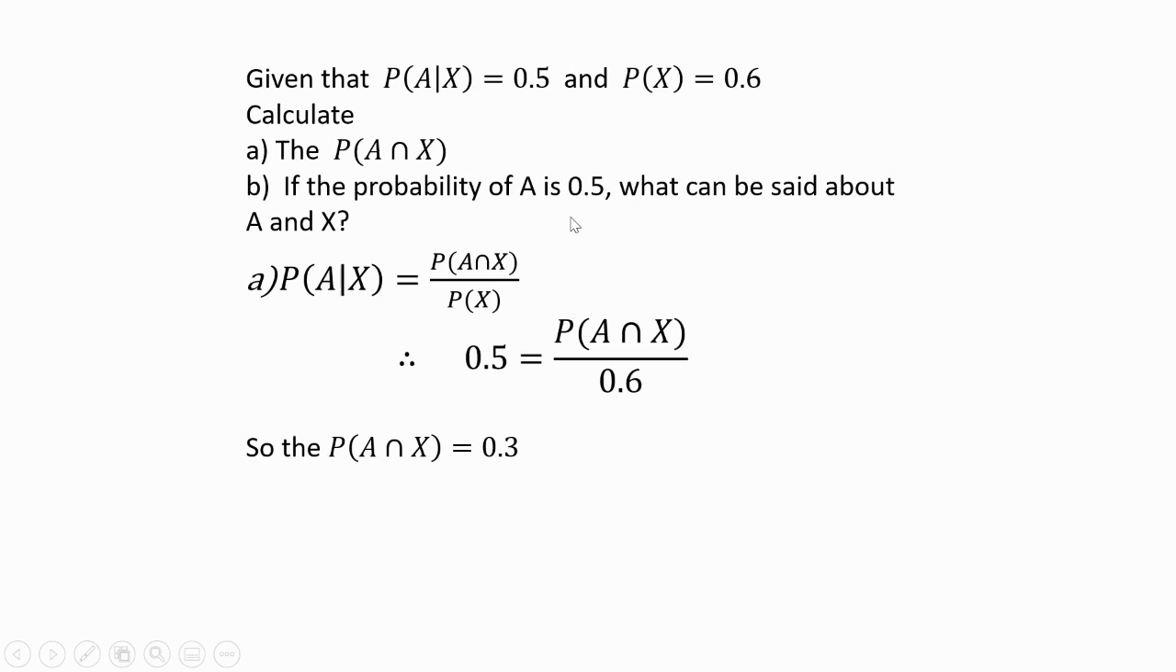Then they say if the probability of A is 0.5, what can be said about A and X? All right, so what can be said about A and X? If the probability of A is 0.5, so the probability of A is 0.5. If you have a look at it, the probability of A given X is 0.5. They clearly are independent because X didn't have any say in it.